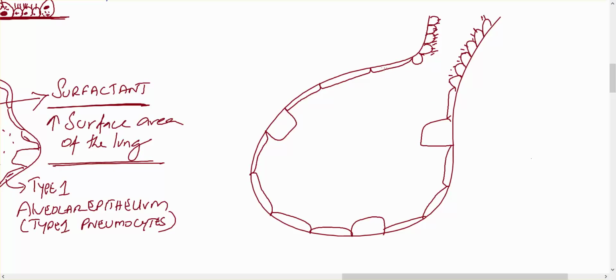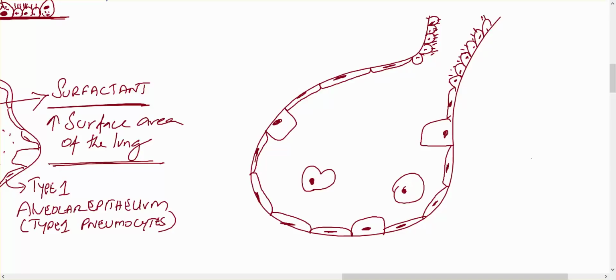Okay, so all of them have a nucleus. All the cells have a nucleus. Now inside the alveoli we have macrophages, that is called alveolar macrophage.